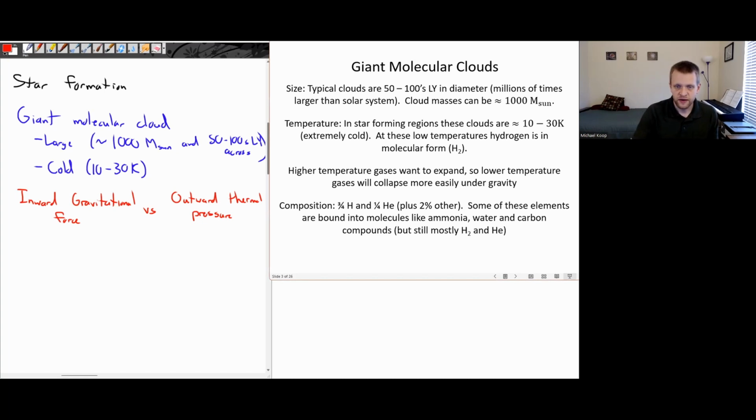Composition, this is still going to be 3/4 hydrogen, 1/4 helium, and 2% other stuff. And that 2% heavier material is from earlier generations of stars.